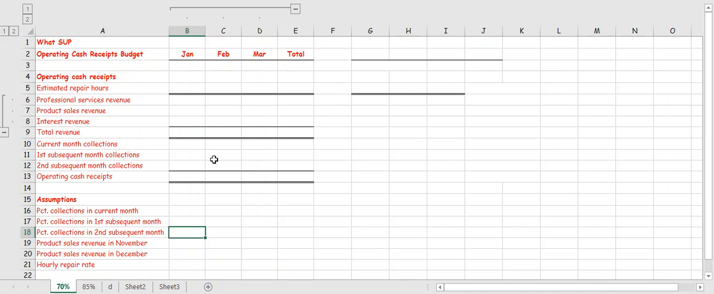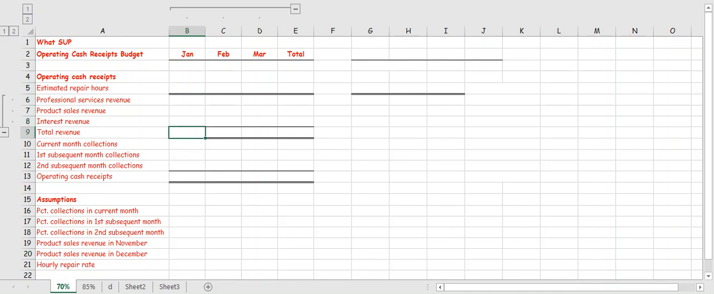We only need to track though what's in January, February, and March. So the estimated hours are provided, and then the rate is given to us. So make sure that's in the right area down here and named correctly. The product sales are given to us. Interest revenue is given to us.